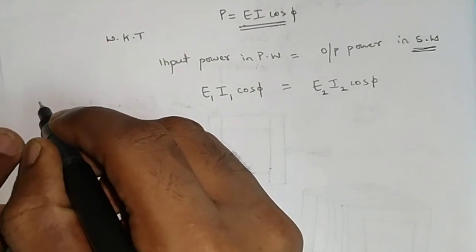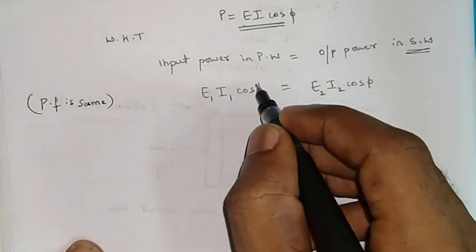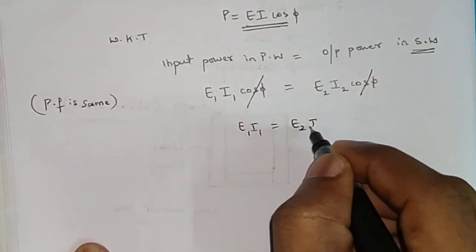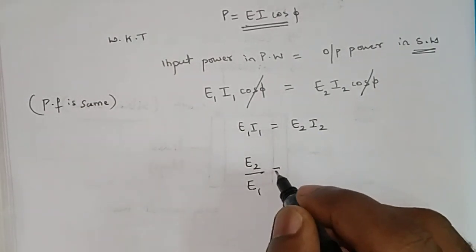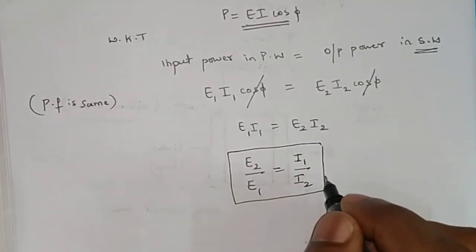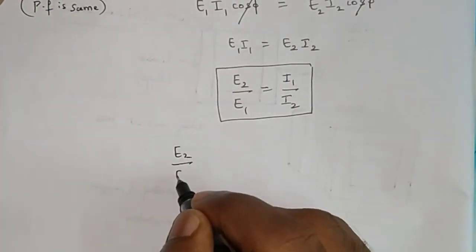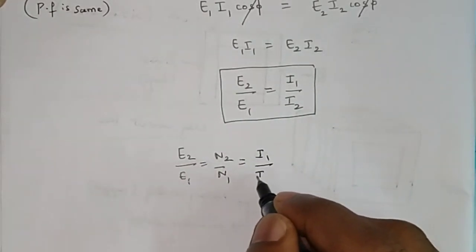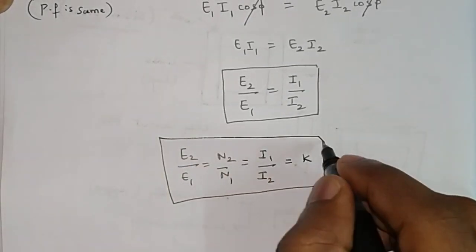Now I will assume that power factor is same. So when I assume that power factor is same in the primary and secondary winding, cos phi will get cancelled. So I will get E1 I1 is equal to E2 I2. I will rearrange in the form of E2 divided by E1 is equal to I1 divided by I2. So this will be a second ratio you will get between voltage and current. Now I will equate the ratio which I got earlier, that E2 divided by E1 is equal to N2 divided by N1, which is also equal to I1 divided by I2. Altogether, all the three ratios are equal to K, where K is called the transformation ratio.